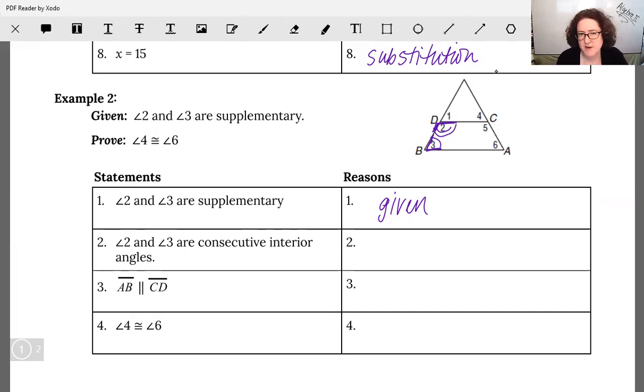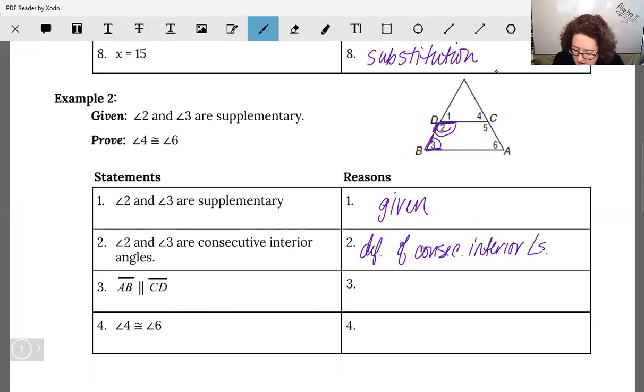So if we go all the way back to the beginning of our unit, these guys are actually in not corresponding, but consecutive interior angle spots. And that's just because that's where those angles are. That's how we defined those angles. So we're just going to say definition of consecutive interior. And again, I can't really say anything yet, just knowing that they're consecutive interior.